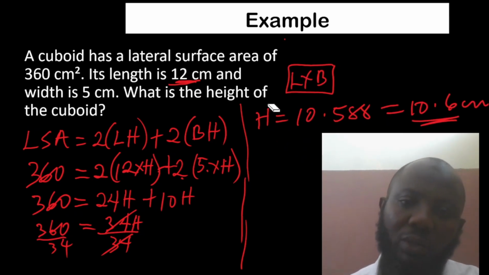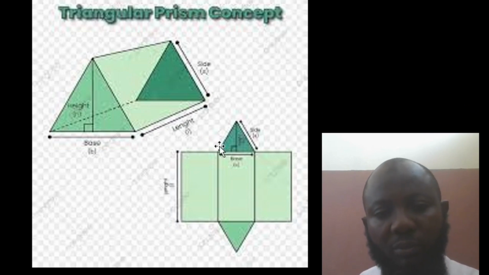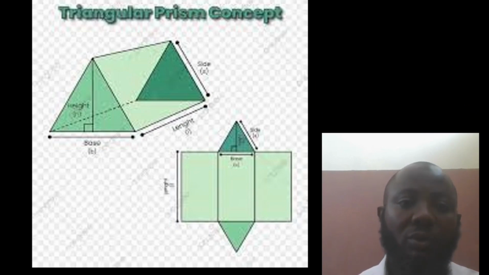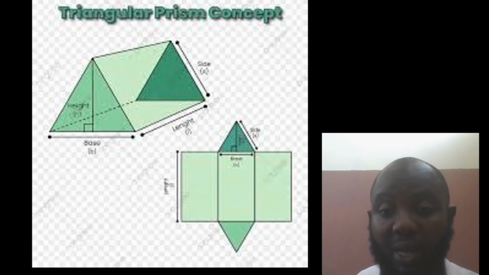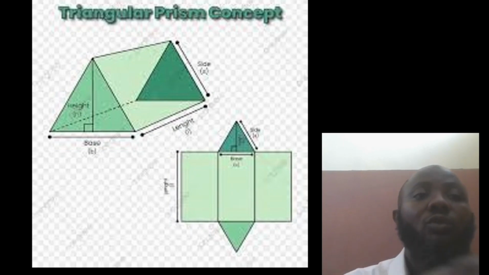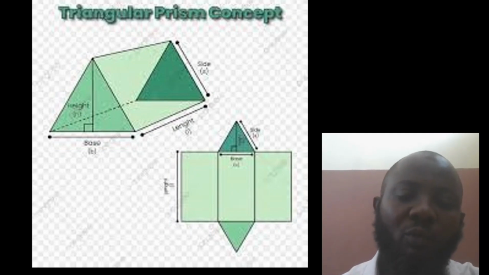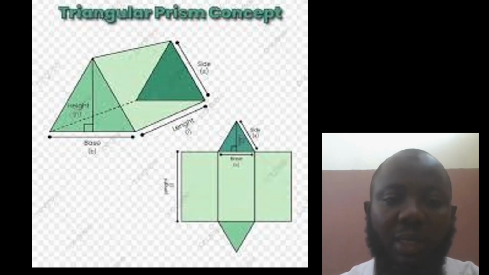So let's now look at the final one, which is the triangular prism. When it comes to the triangular prism, this is what we have under it. You can see why it is a triangular prism. As you all know, the definition of a prism is that a prism is a solid shape that has the same shape as the bottom and the top.